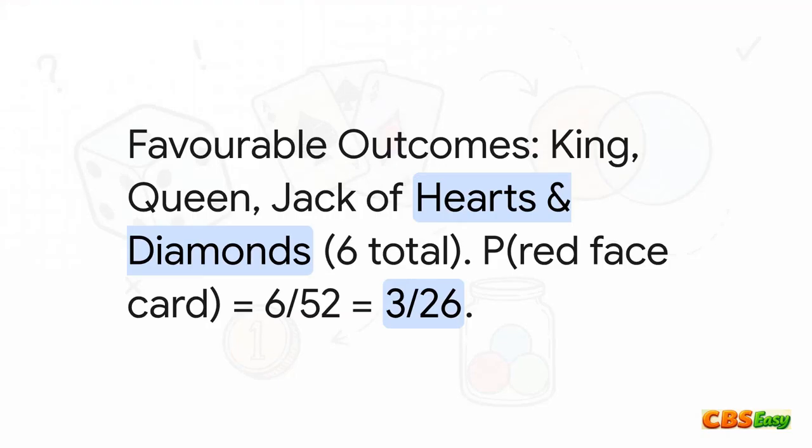Let's do a quick problem. What's the probability of drawing a red face card? Okay, step 1, total outcomes. That's 52. Easy. Step 2, favorable outcomes. We want the ones that are both red and a face card. The red suits are hearts and diamonds. Each one has a king, queen, and jack. So that's 3 from hearts, 3 from diamonds, giving us 6 cards we want. The probability is 6 out of 52, which you can simplify down to 3 out of 26. See, it's that same simple 2-step process again.